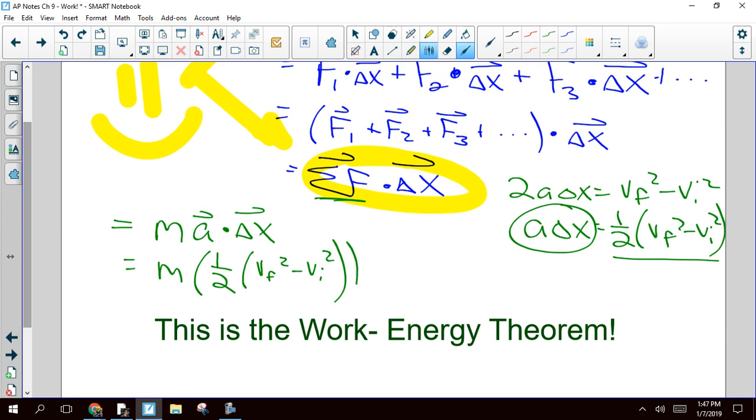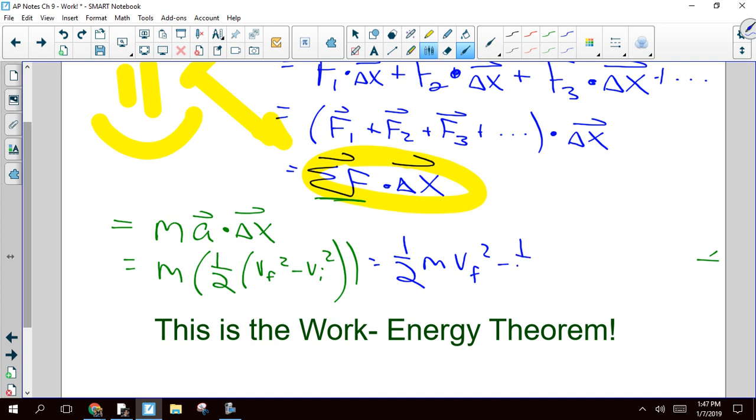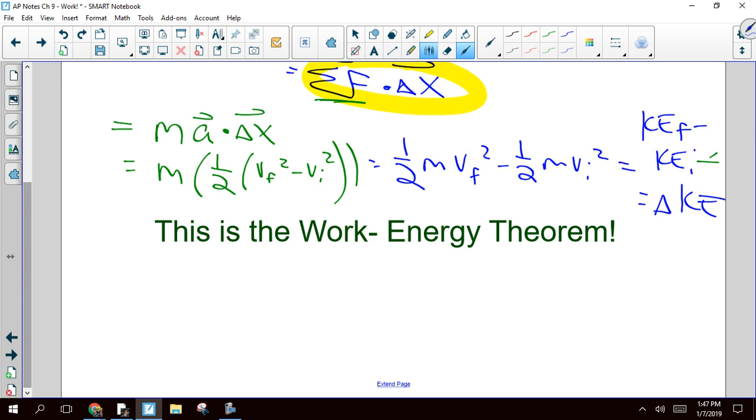Okay, and so what does that give us? Well, almost done here. So if I rearrange and distribute the m, you get 1/2 mvf squared minus 1/2 mvi squared. Oh, well that's KE final minus KE initial, which is our change in kinetic energy. Holy moly, we just discovered the work-energy theorem, also sometimes called the work-kinetic energy theorem.